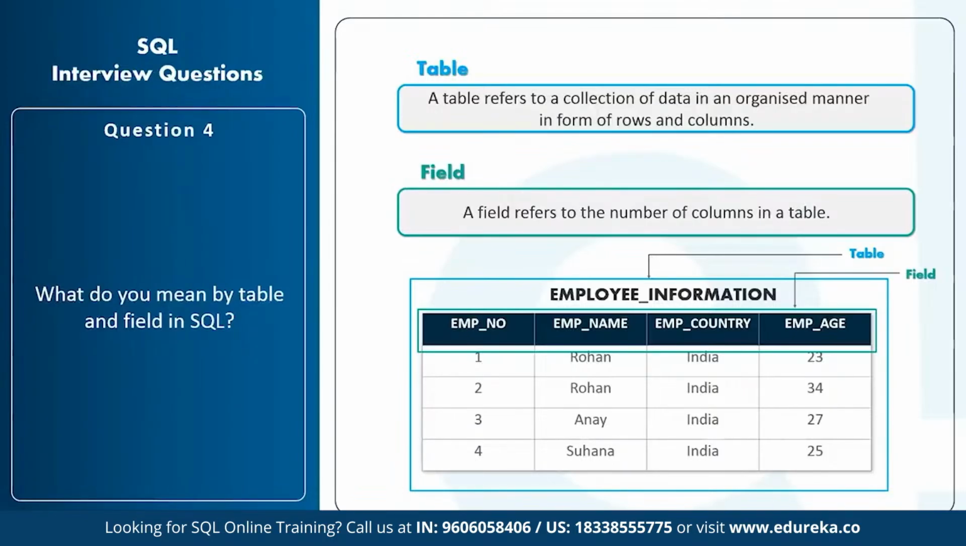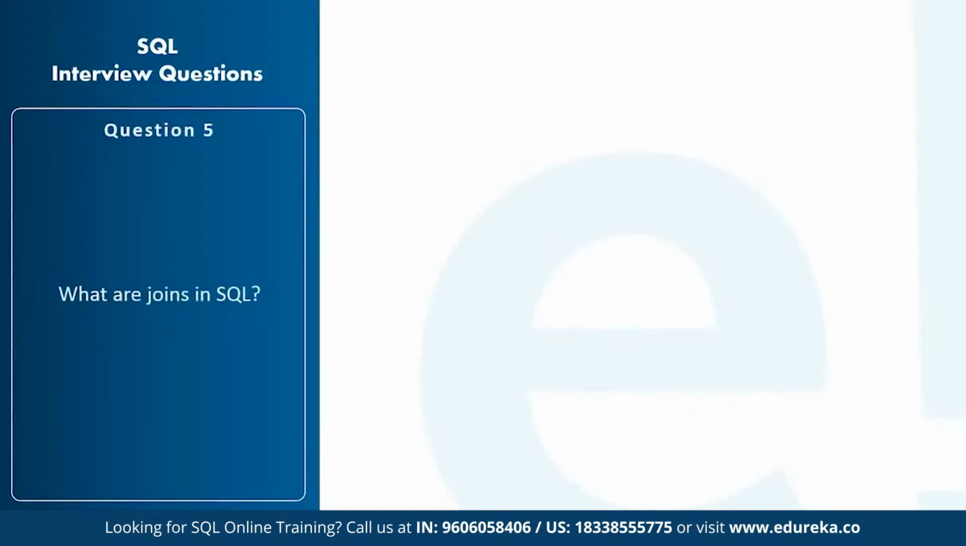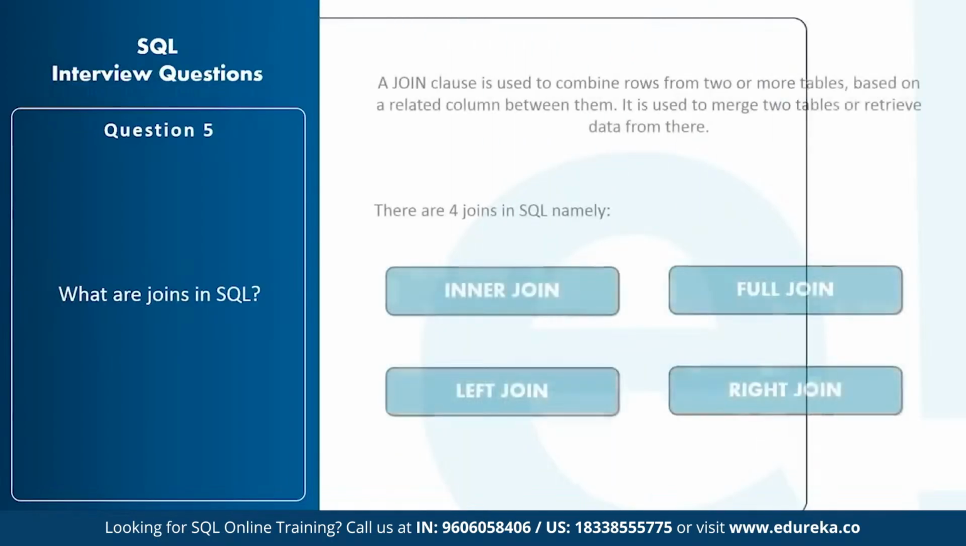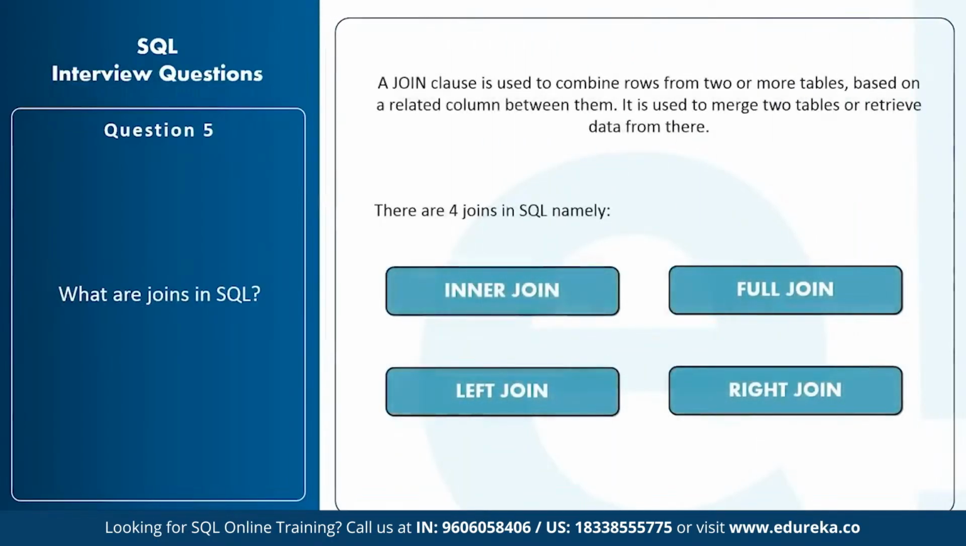Now moving on to our next question, that is, what are joins in SQL? Now this is one of the most popular questions that is generally asked in your interviews. So basically a join clause is used to combine rows from two or more tables based on related columns between them. It is used to merge two tables or retrieve data from them. And there are mainly four types of joins in SQL. That is the inner join, the full join, the left join, and the right join, right?